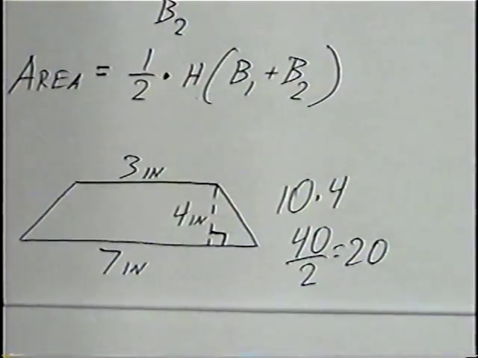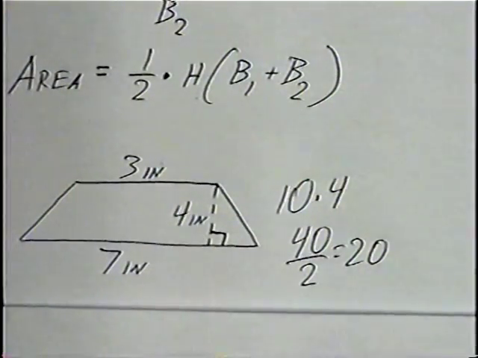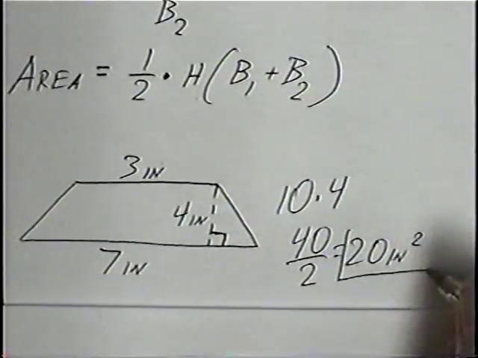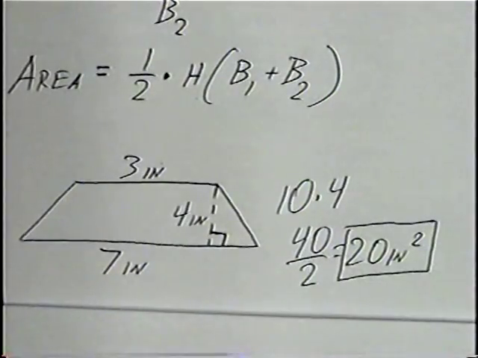Looking back at the trapezoid, the length is inches. Multiplying the 10 inches times the 4 inches, inches times inches, would be inches squared. So the area of the first trapezoid is 20 inches squared.